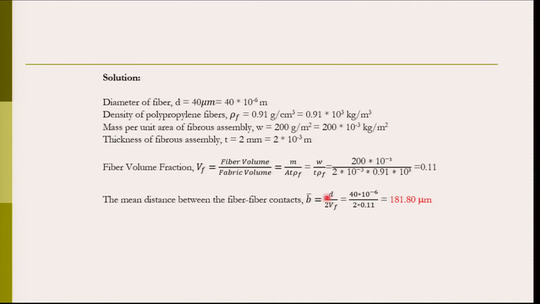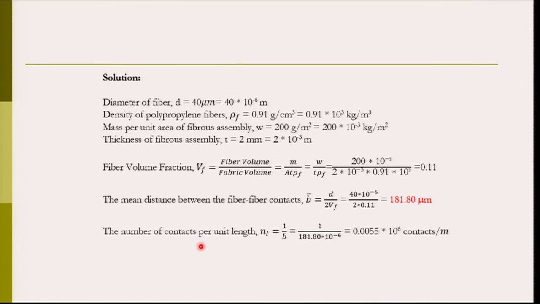And once we know the fiber volume fraction, we can also calculate the mean distance between the contacts with the help of fiber diameter and fiber volume fraction, which comes out to be 181.8 microns.